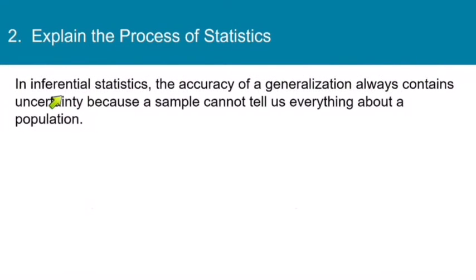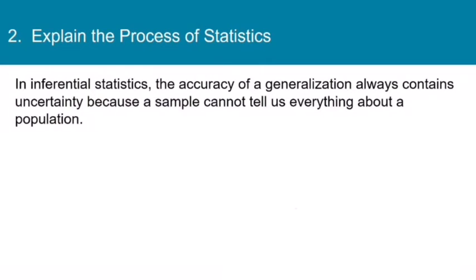Now, the thing about inferential statistics is that there's always going to be some level of uncertainty, because a sample can't tell us everything about a population. And if you think about it, that just makes sense.